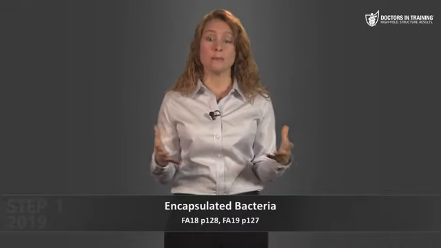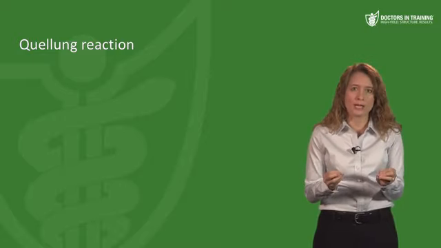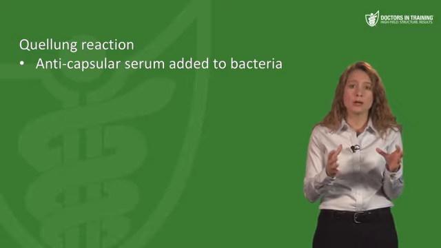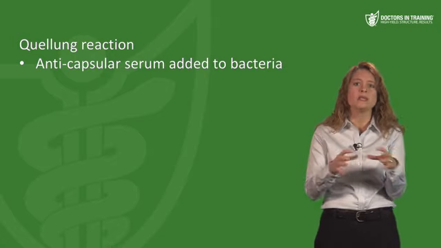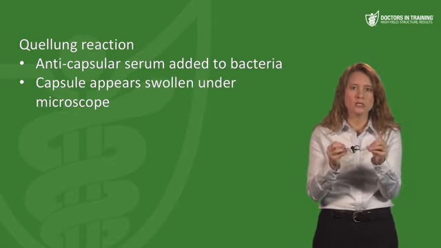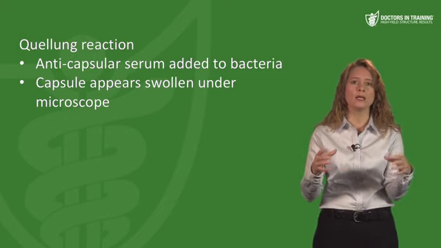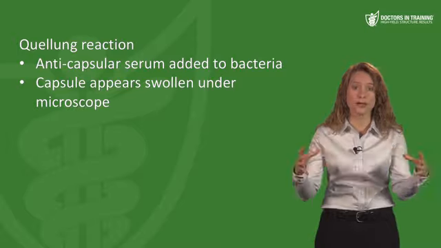So how can we tell if a bacterium has a capsule? Well, one way to tell is through the Quellung reaction. An anticapsular serum can be added to the bacteria. If there's a capsule, it becomes swollen, looking under a microscope, and this is called the Quellung reaction. One way to remember this is Quellung equals capsular swelling. So I want you to remember the Quellung reaction.